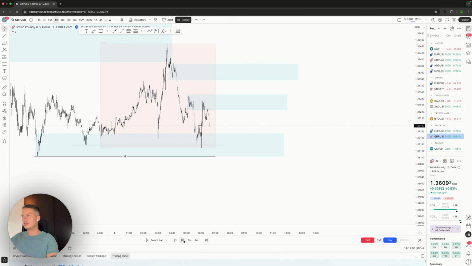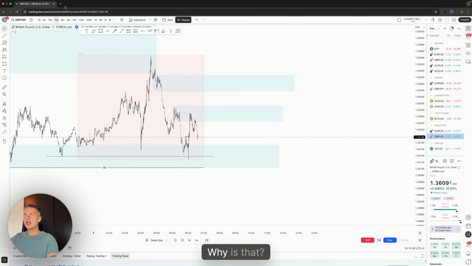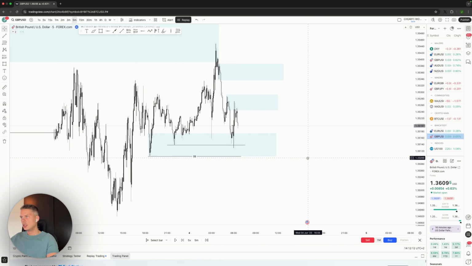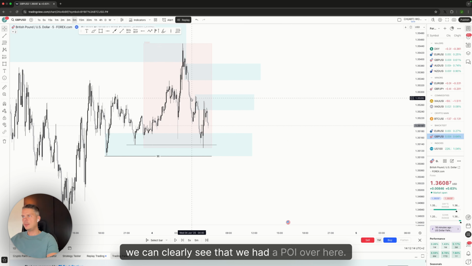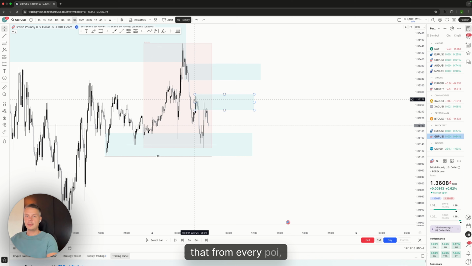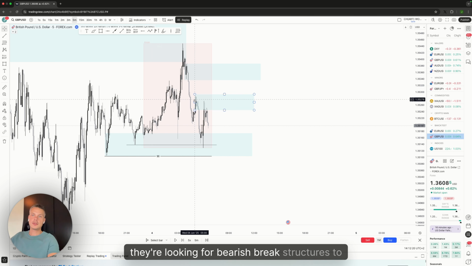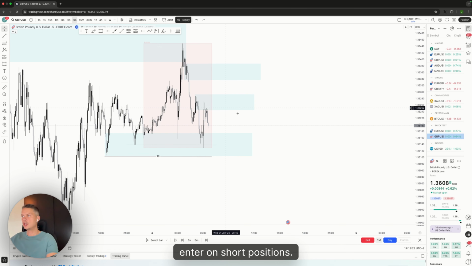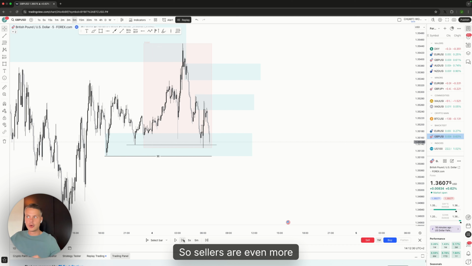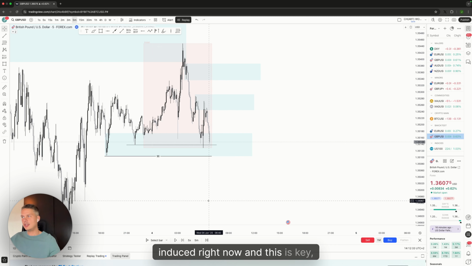Sellers are getting induced. Why is that? If we jump back into the 5 minutes, we can clearly see that we had a POI over here. And remember what I said to you in the beginning, that from every POI, they're looking for bearish breaks of structure to enter short positions. Well, we can see that the order flow turns bearish. Interesting, very nice. So sellers are even more induced right now, and this is key, right?